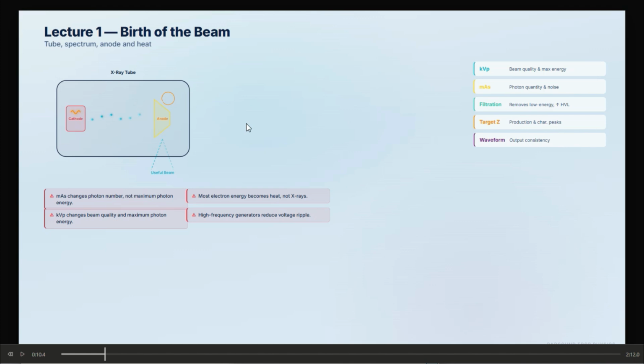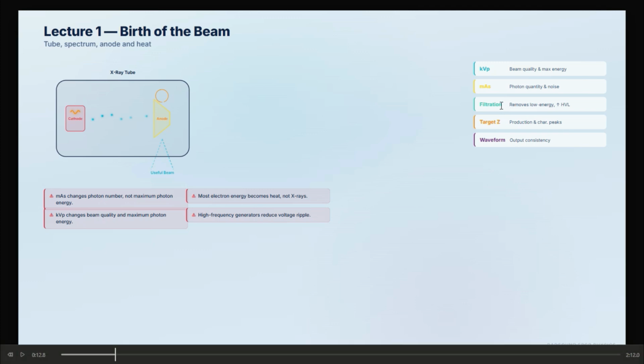At the X-ray tube, which starts the path of the X-ray, we have X-rays coming out as a result of electrons going from the cathode to the anode, and then the X-ray coming out from the window. We have the kVp, which determines the acceleration and the quality of the X-ray, the intensity of the X-ray, whereas the mA mostly determines the quantity of the X-ray and noise.